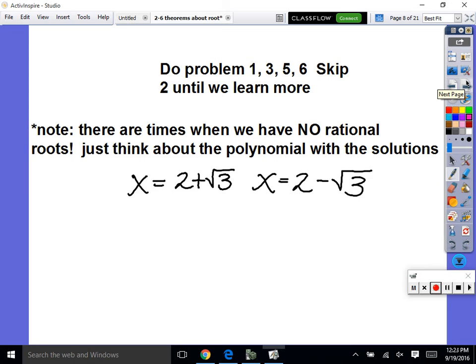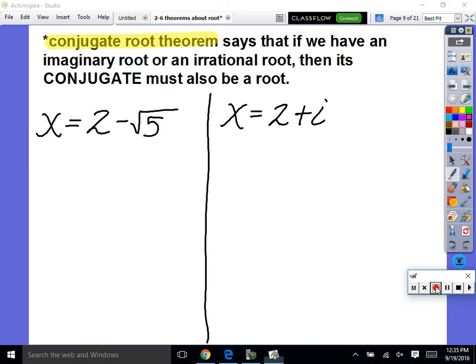So do problem 135. Skip number 2 until we learn a little bit more. In fact, number 2 is a nightmare. We'll come back to it. So do problem 135 and 6 and skip number 2 until we learn a little bit more, and then it might help you. Okay, everybody continuing.